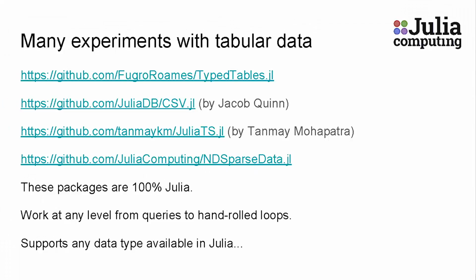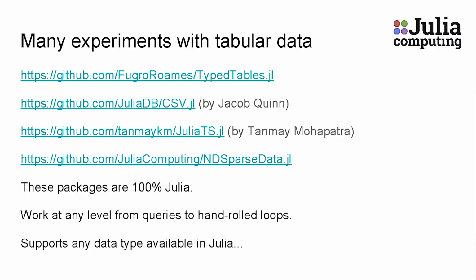So people have been doing all kinds of different approaches at different possible ways to handle tabular data, by which I mean things like the R data frame structure or pandas. So there are 4 projects here. So that top one is a basically strongly typed sort of schema-full tabular data structure. And then there's a new CSV reading package, which is pretty neat. It's by Jacob Quinn. It's really good.